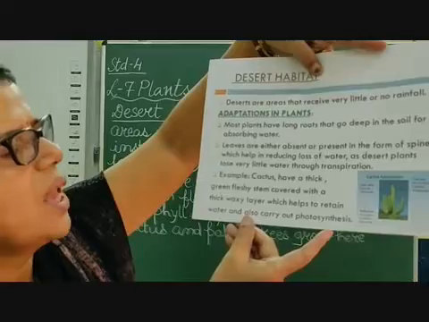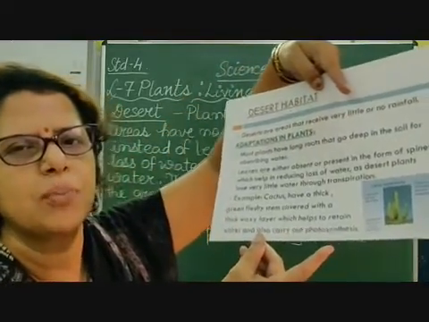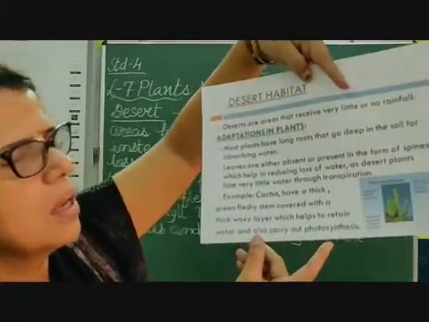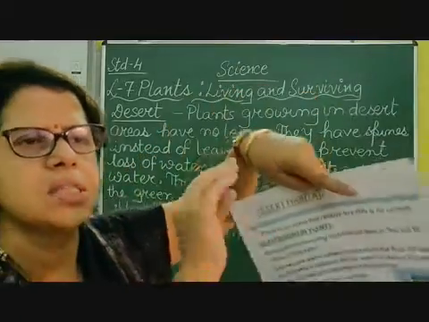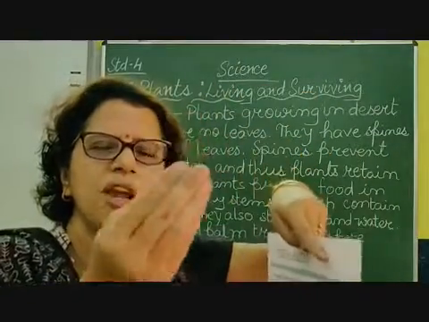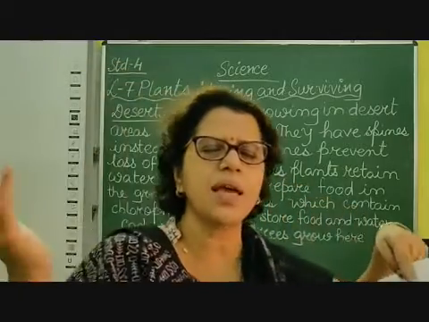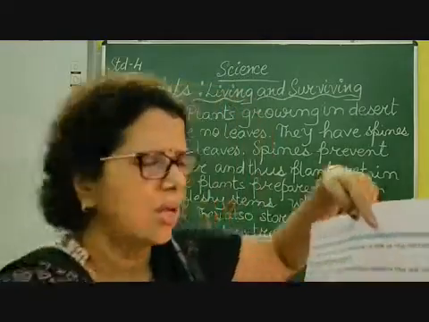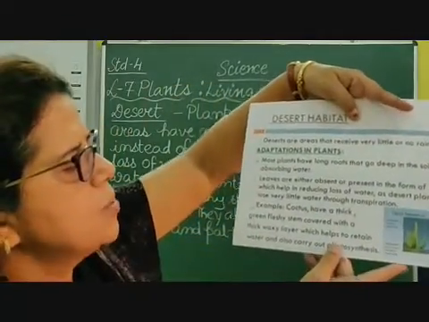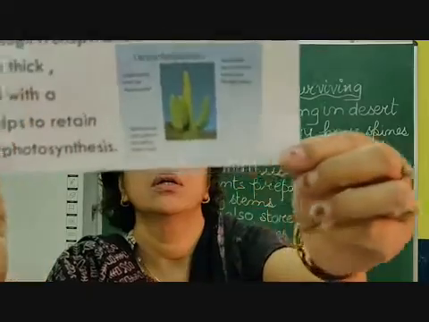Cactus actually has a thick green fleshy stem, which we have studied in the previous chapter, how it prepares its food. It is preparing the food in the stem, and the stem is a little fleshy, meaning thick. If you touch a cactus plant, you must have seen it, it is a little soft and fleshy, which helps to retain water and also carry out photosynthesis. You can see this cactus plant.